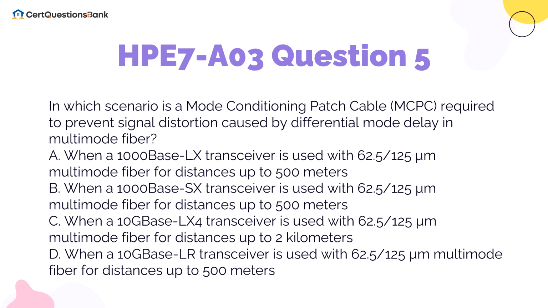B. When a 1000BASE-SX transceiver is used with 62.5/125 micrometers multimode fiber for distances up to 500 meters. C. When a 10GBASE-LX4 transceiver is used with 62.5/125 micrometers multimode fiber for distances up to 2 kilometers. D. When a 10GBASE-LR transceiver is used with 62.5/125 micrometers multimode fiber for distances up to 500 meters.